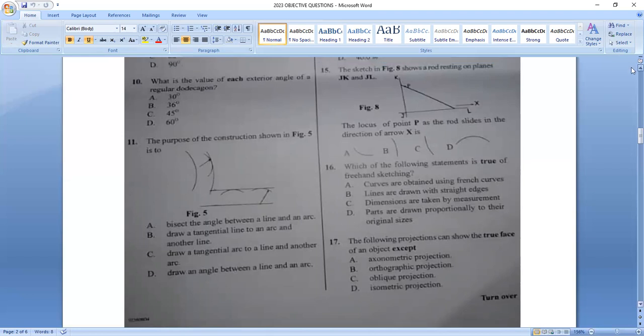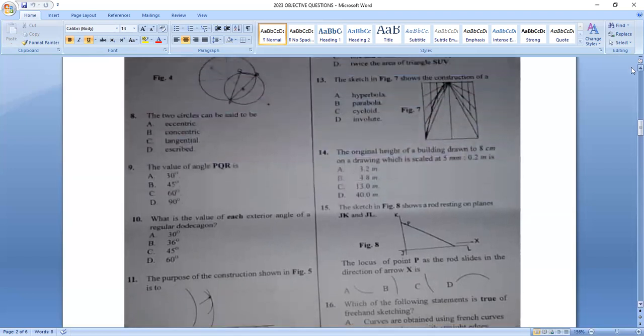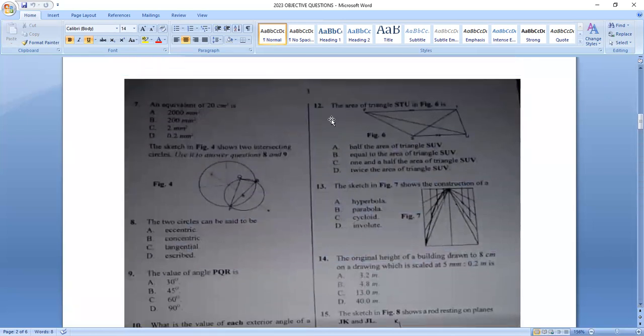Then we move to question 12. The area of triangle STU in figure 6 is equal to the area of triangle SUV. So this is triangle SUV. The area of triangle STU is equal to the area of triangle SUV.